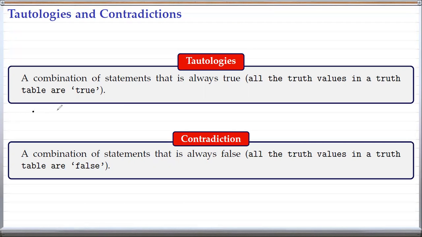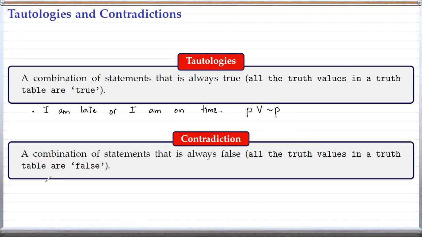For example, someone may say, "I am late, or I am on time." So this statement is always true because one of these two must always be true. This is a tautology. And this we can denote as P for "I am late," or not P for "I am on time." So this is a tautology.